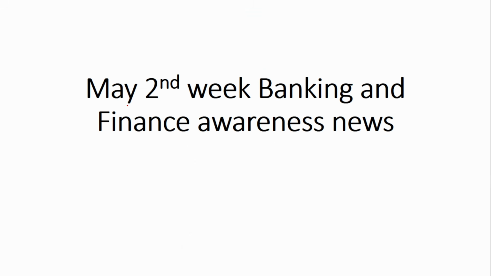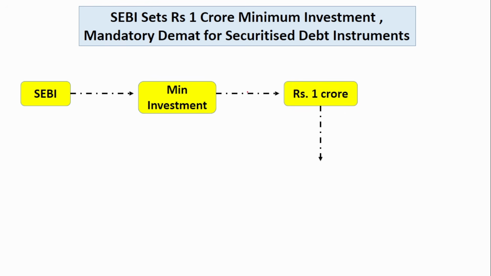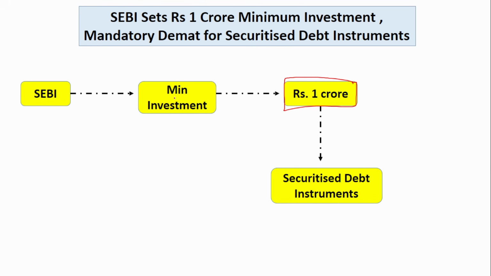Today we are going to cover May 2nd week banking and finance awareness news. Moving to the first news. The first news is about SEBI. The SEBI has told that the minimum investment into the securitized debt instruments will be rupees 1 crore. Okay, they have told that the minimum investment into this SDI, that is securitized debt instruments, is 1 crore.